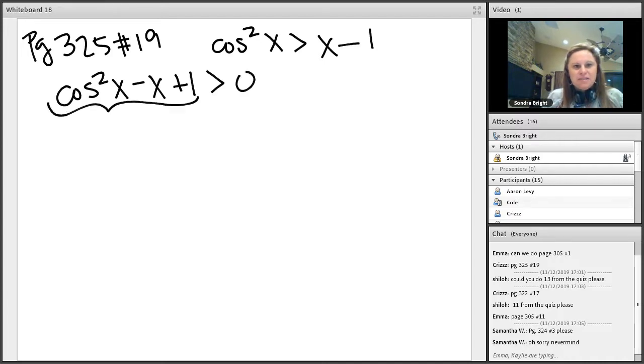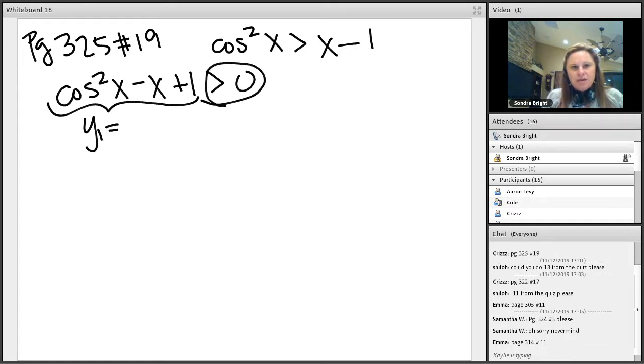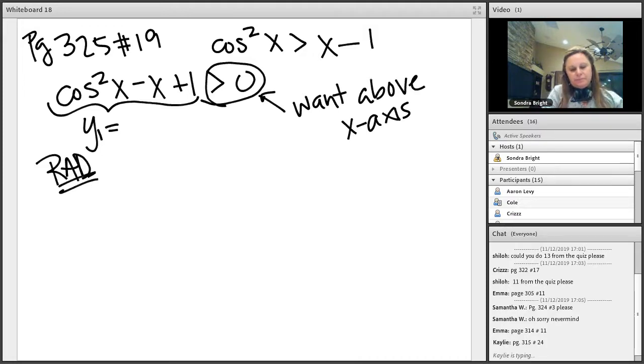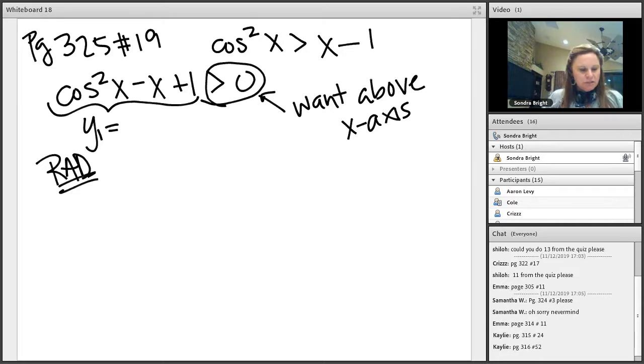You're going to put this guy into your graphing calculator as y1. Saying greater than 0 means I want the part that is above the x-axis. Make sure your calculator is in radian mode. And we'll do y equals cosine squared of x minus x and then plus 1 under y1. I'm going to hit zoom trig. I'll draw a little sketch of what my graph looks like.